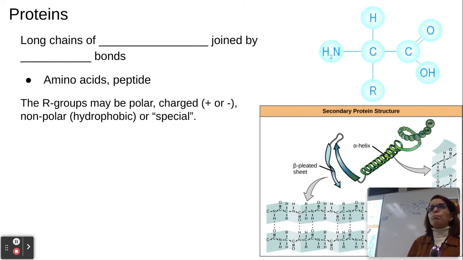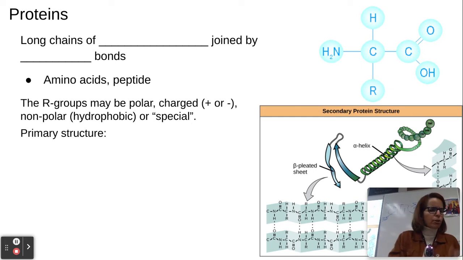So some of them are polar, which means they have a slight positive or negative charge. Some of them are fully ionic, which means they're actually missing an electron or they have an extra electron. So that means they're positively or negatively charged fully. Some of them are non-polar, so they're afraid of water and they don't want to be near the water, so they tuck into the inside of the protein.